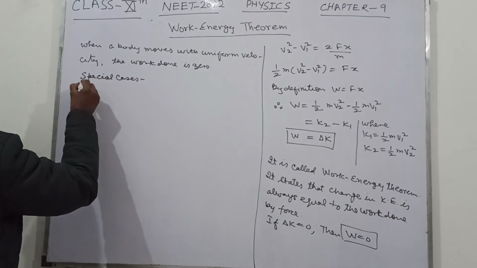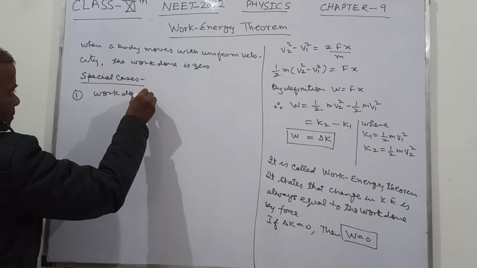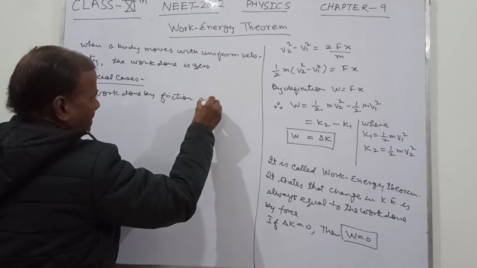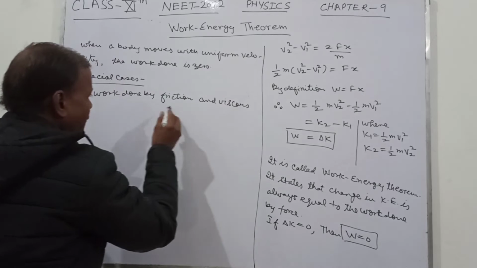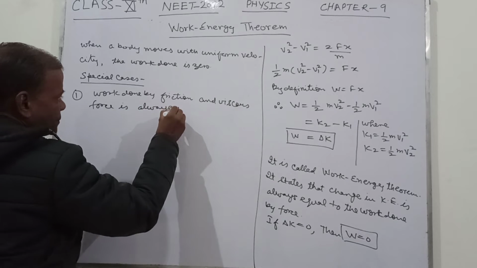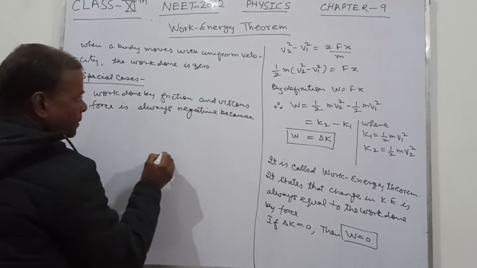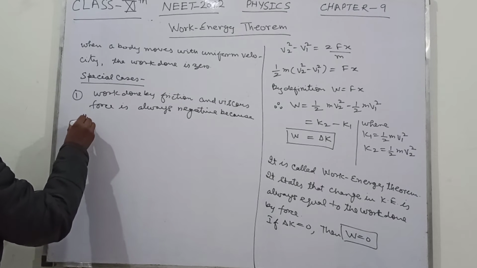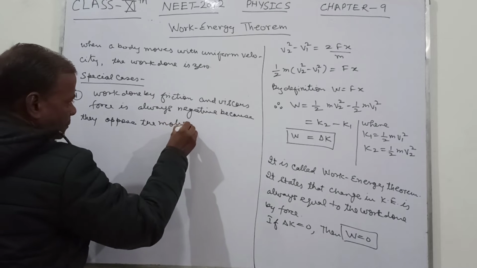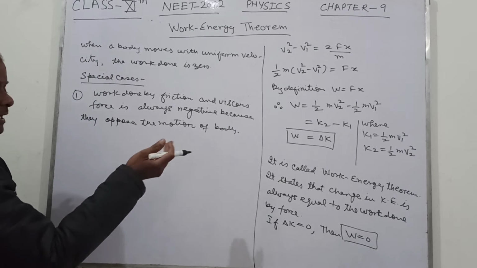Special cases. Work done by friction and viscous force is always negative because they oppose the motion of the body. It means that delta K is equal to negative.